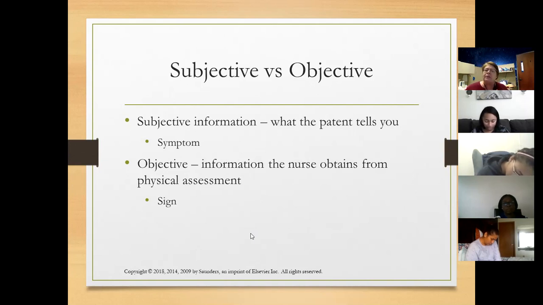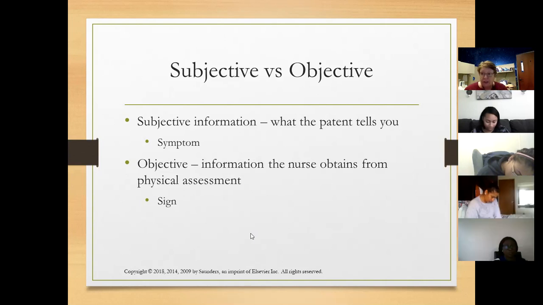Objective information is information you obtain from your physical assessment. So somebody says, I have a headache, and you take their vital signs and they have a temperature of 100.4. That is objective information, because you can come back and take their temperature again and see if it went up or down. It's not vague like, I have a headache. That is called a sign. So when we say signs and symptoms, we're talking about both the subjective information you've gotten from the patient and the objective information you have gathered.